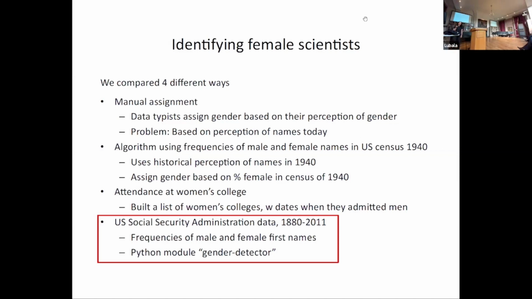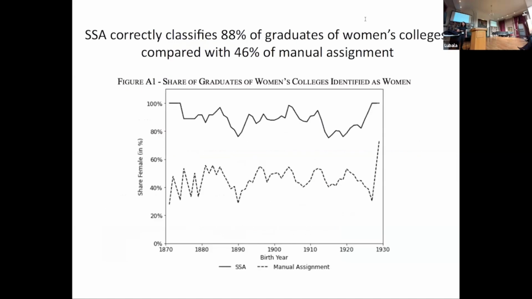And we end up using the data from the US Social Security Administration between 1880 and 2011, because we need to know whether, say, Marion was clearly a woman. Well, if you go back to 1920, it's a guy. So we need to control for that. And then we're also horrible at identifying Asian names. So we go through all the Asian names and we assign them by hand, and we have a code for this. So with that assignment, this is purely the Social Security Administration data, we have much better assignment than manual assignment.